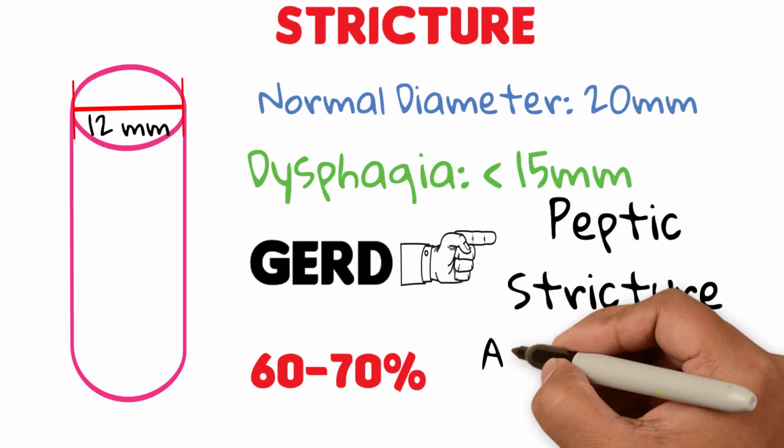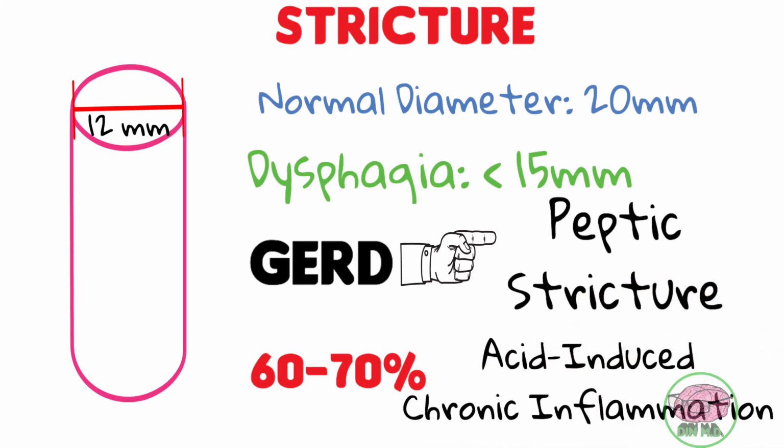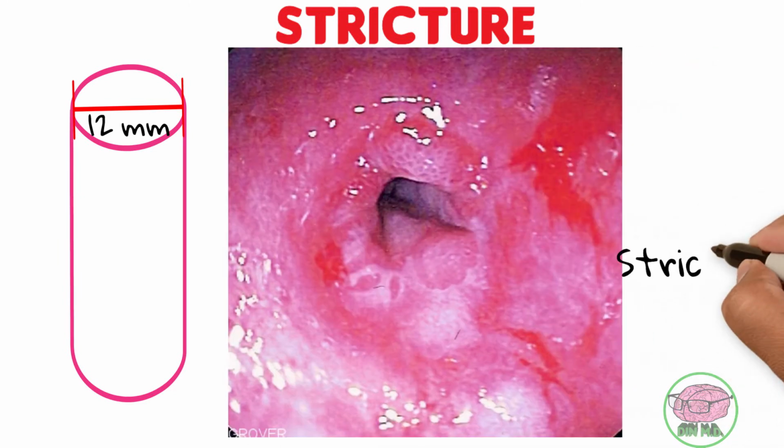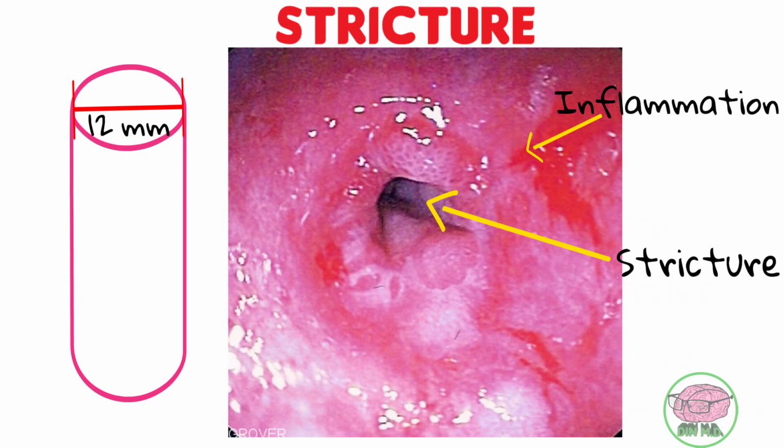It is usually due to chronic irritation and inflammation of the esophageal mucosa, as we can see in this endoscopy, due to the acid reflux from the stomach.